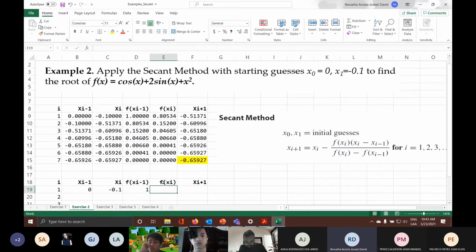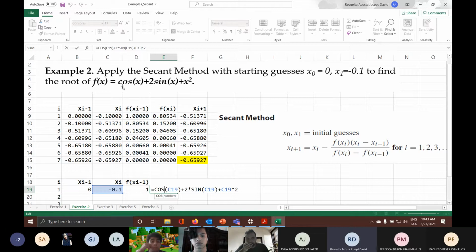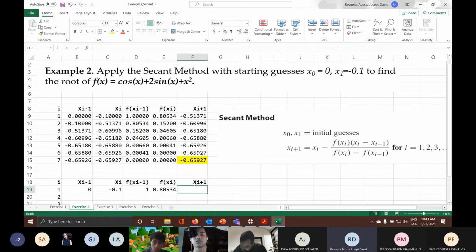Now I have to evaluate my equation at xi. I do the same, but I usually do it here. So now I evaluated cosine of this one plus 2 times sine of this one plus this one to the power 2. Do you have any questions so far?